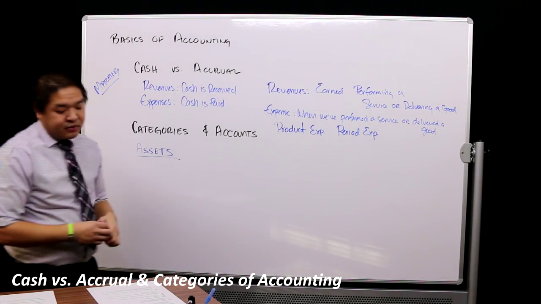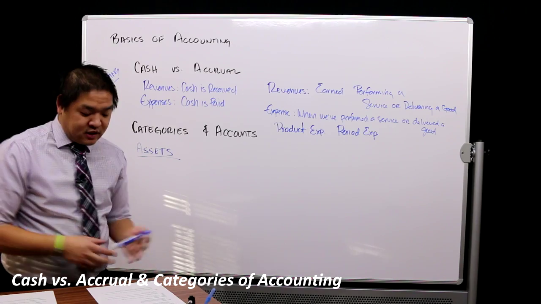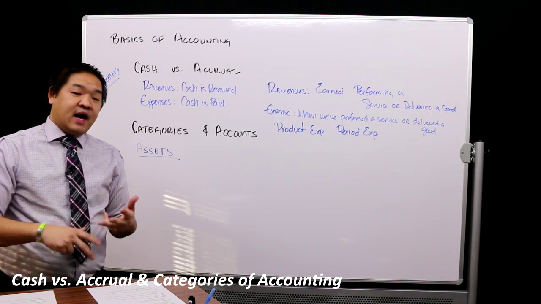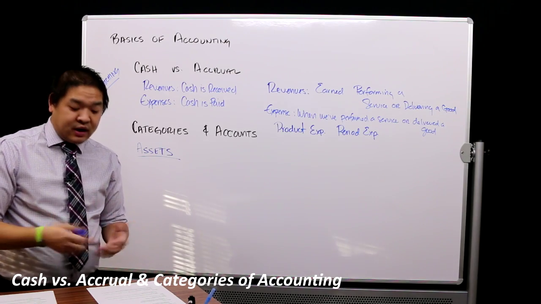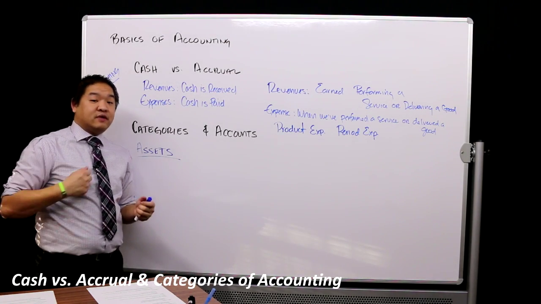So an economic resource owned by a business that is expected to benefit future operations. Again, we talked about cash, equipment, we might have land, buildings, inventory, and then money owed to the company in the form of accounts receivable.